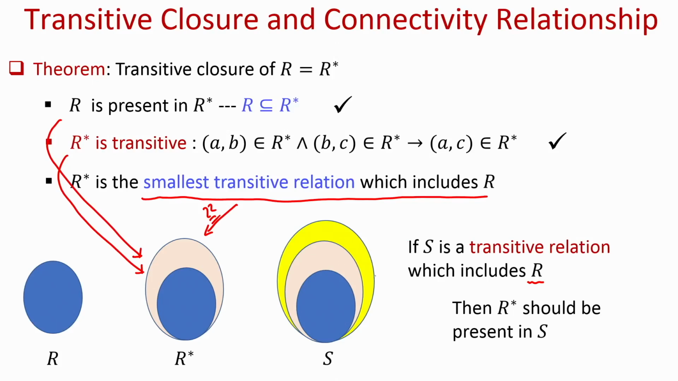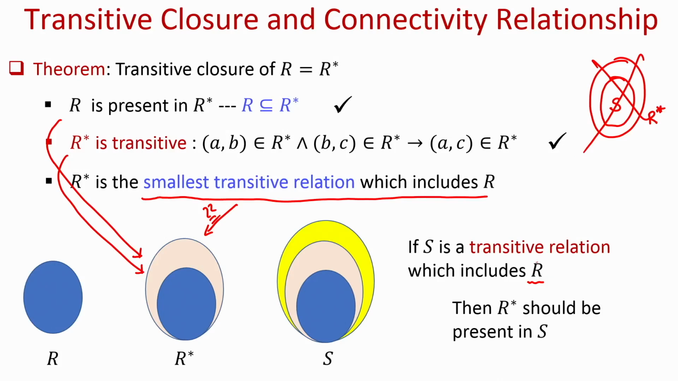That is what we are proving here pictorially. That means, it is not the case that you have something of the following happening, that you have R star and you have, say, an expanded R, say S, which is transitive and which includes R, such that S is present in R star. That is not going to happen. We are going to prove it the other way around.